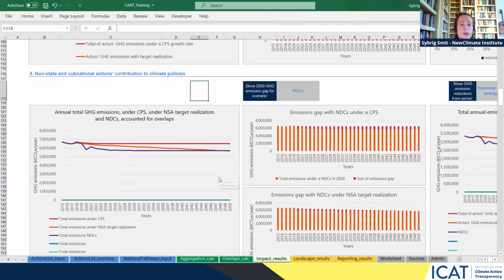It is important to realize that we cannot calculate two reference scenarios, basically. The impact of the orange line is always based on the reference scenario, in this case, the CPS, like I've explained before. So to truly compare NSA target realization with the NDC scenario, you should insert the NDC scenario as a reference scenario, but please look up the national pathways for that. If you would have inserted more than one additional scenario, you could have chosen from the drop down here, but we only have one.